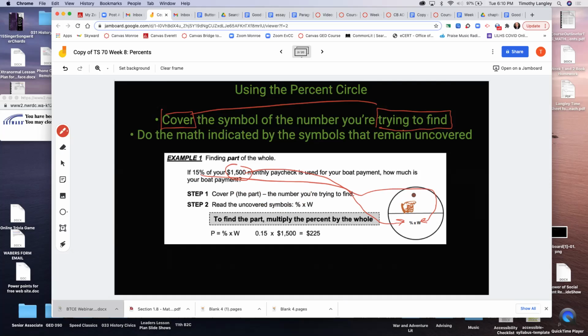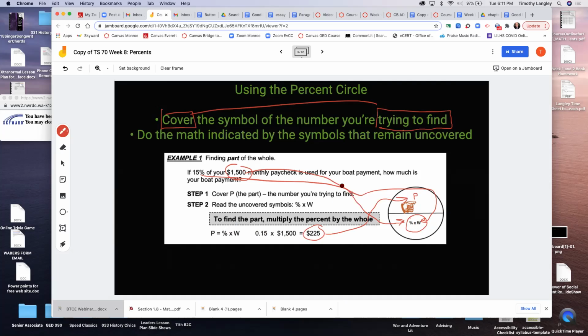So this is the part here, and in this illustration it's covered up. So we have to do the math with what's remaining down here to figure out what the part is. In our percent circle, we have the percent times the whole. If you look at the bottom of my screen where my red dot is, 15% is 0.15 times the whole, which equals $225. So this is the answer. That's the part that we were looking for.